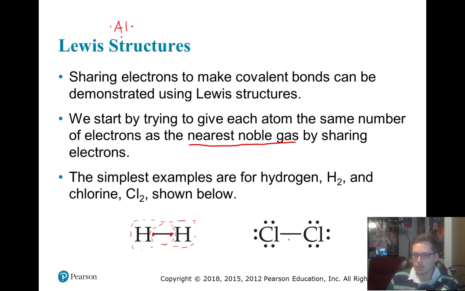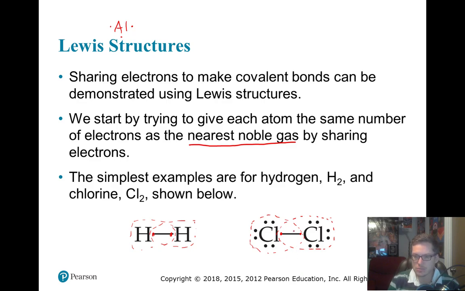Then we have chlorine. Chlorine comes in with 7 valence electrons. Here are 1, 2, 3, 4, 5, 6, and then its 7th valence electron is right here. It's going to get its 8th valence electron from the other chlorine, and so now it also follows the octet rule and gets these 8 valence electrons.